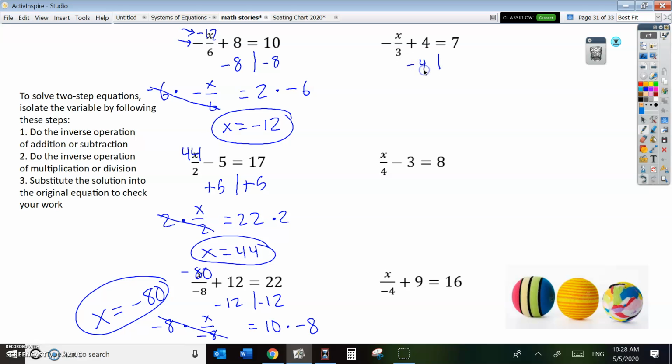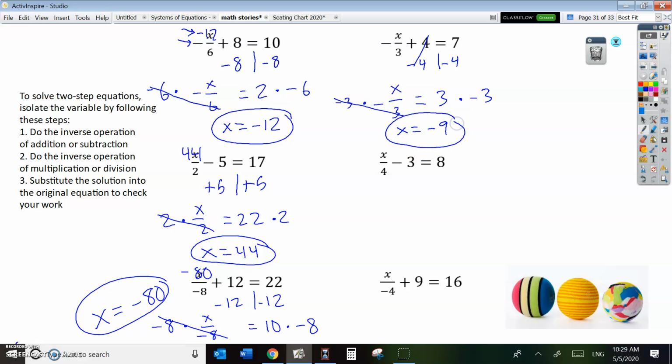Subtract 4 on both sides. X over 3, these cancel, equals 3. Multiply both sides by negative 3. You've isolated your variable, and it equals negative 9.